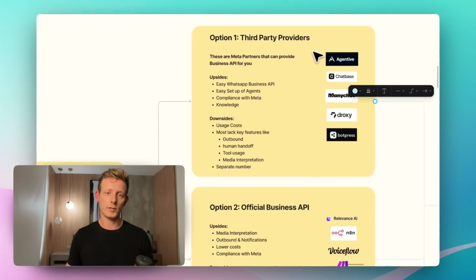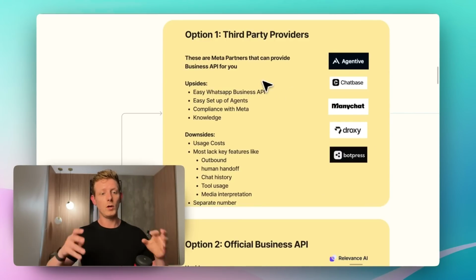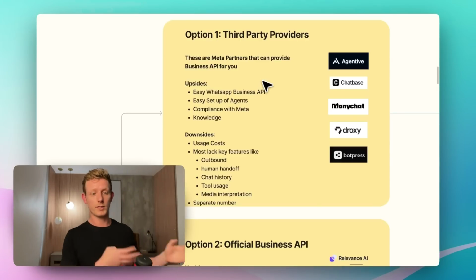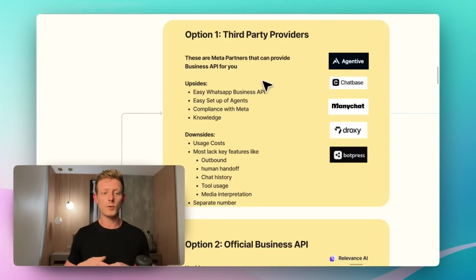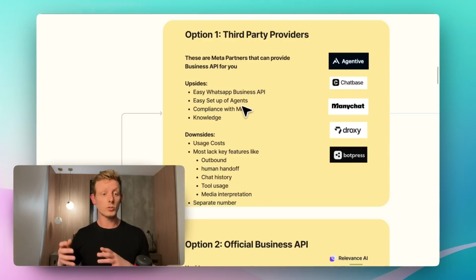The first one is the third-party provider. So these are basically the software that I mentioned before. And these are basically Meta official partners that can provide the official WhatsApp business API for you. So the big upside of this, of course, is that you don't have to go through the hassle of actually setting up the official WhatsApp business API. And the second thing they do, of course, is make it really easy for you to build AI agents and deploy them on WhatsApp in basically 5 minutes, right? And also they're fully compliant with Meta because, of course, they're Meta partners and you're working with the official WhatsApp business API. And most of them also have knowledge integration, so you can give your agents access to knowledge to actually be able to respond to questions.